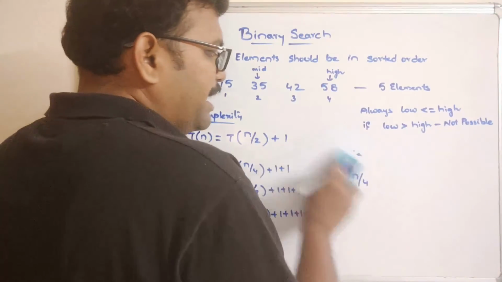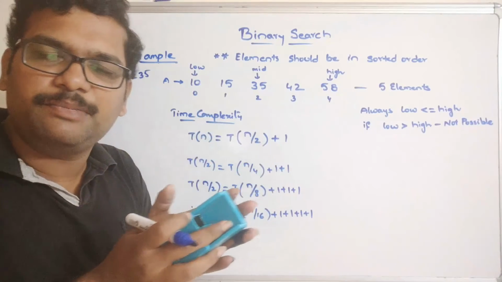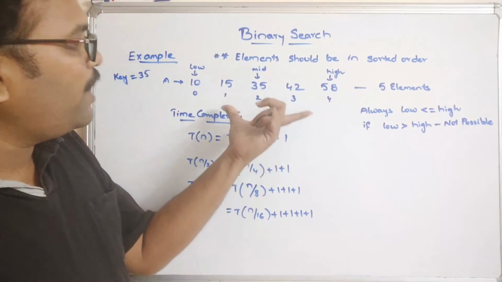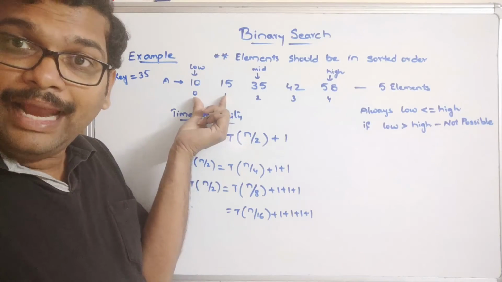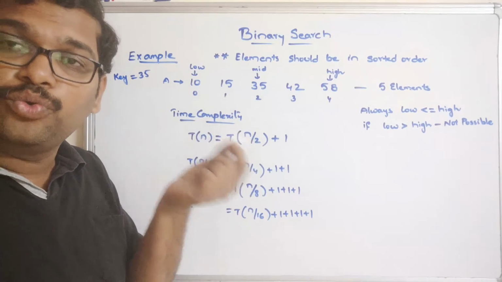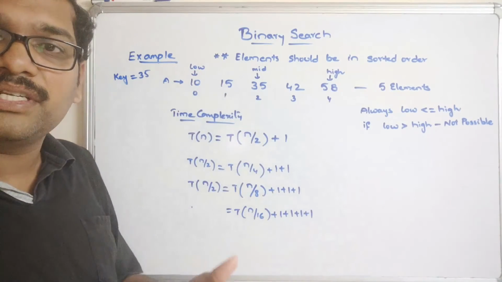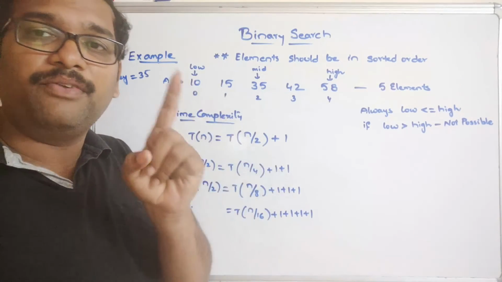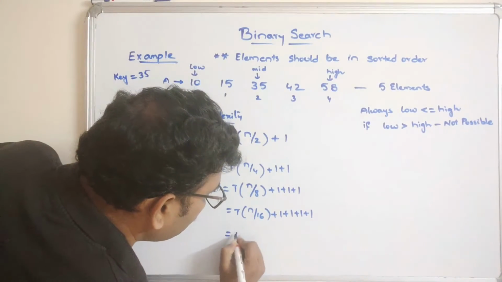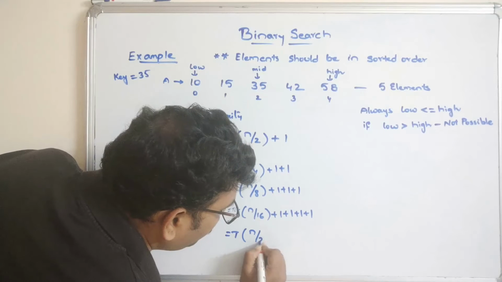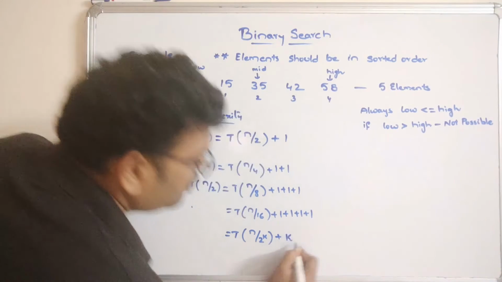So what happens? Every time we are dividing the search space into half. First we are having some 5 elements. From that we are dividing the 5 to 2, and then we are dividing the 2 to 1. We keep on repeating the same process until we get only one element. So you can simply say that this is T of n by 2 power k plus k terms.